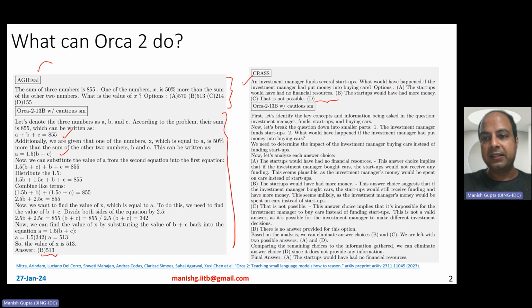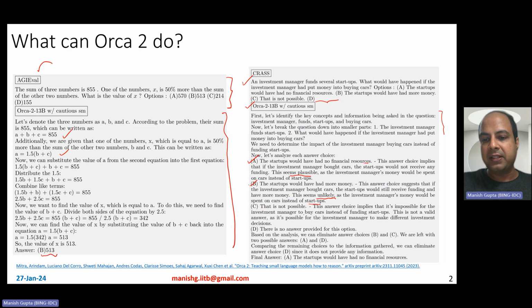The step-by-step reasoning by the Orca 2 model essentially says that first, startups would have no financial resources. This option seems pretty reasonable because resources have been given to buy cars and so on. So this seems plausible, and it moves forward looking at the other options. The startups would have had more money. Now, this seems unlikely. It logically reasons that money would be spent on cars instead of startups. So this seems unlikely.